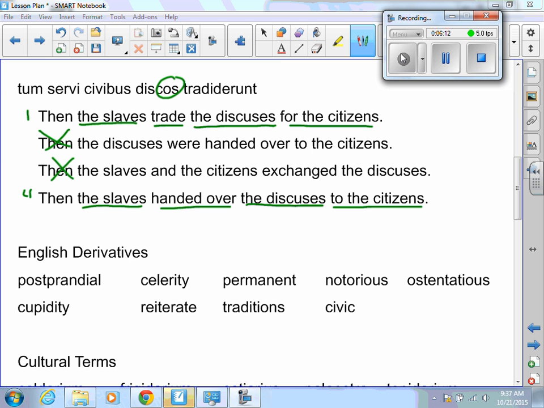So really they're asking me to determine the difference between these two. If I tredderant, am I handing over or am I trading? We have a different word for trade, even though I would have tredderant as a possibility for trade as well. The closest one is handed over. So that's fairly tricky in that they're asking you something that's very, very close. So the best answer is handed over, not trade. So I would choose number 4.